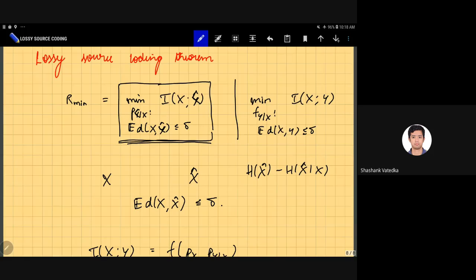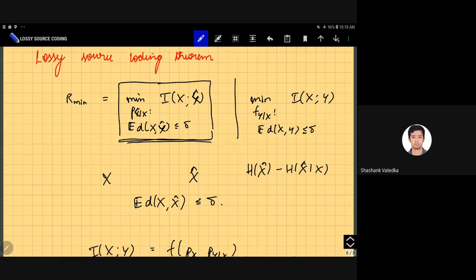So you can get an expression. Of course, it tells you what the minimum rate of compression is, but it doesn't tell you how to design the compression or the decompression algorithm. And generally, designing an efficient lossy compression algorithm is not very easy. And in fact, a lot of heuristic algorithms are currently used for lossy compression.